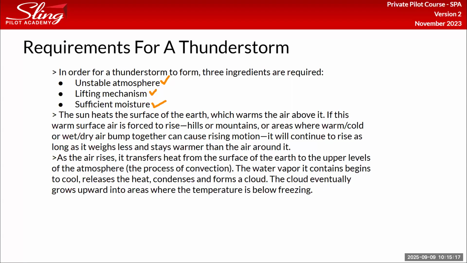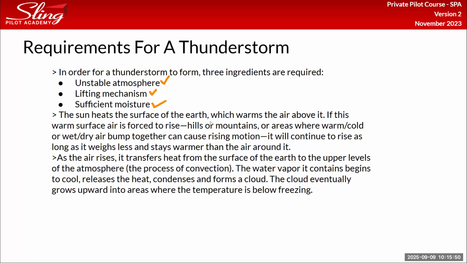So also lifting mechanism, it gives you an example here. The sun is heating the surface of the earth, which warms the air right above the surface. And that warm air is forced to rise around a hill or a mountain. Then that area can be moved into wet air, which causes a rising motion. So it will continue to rise as long as it weighs less than the warm air around it. So this is what they're talking about.